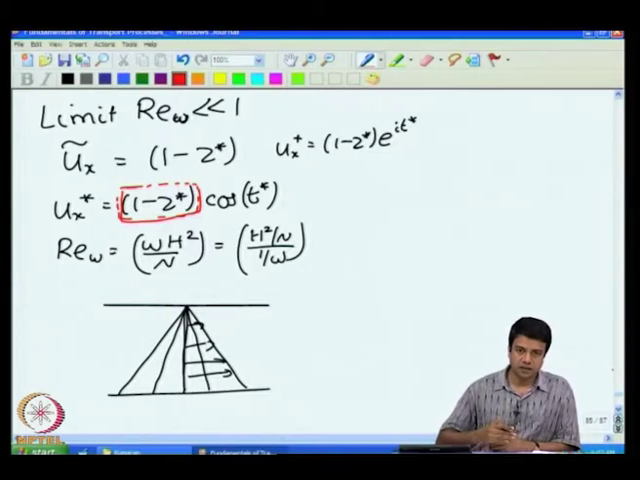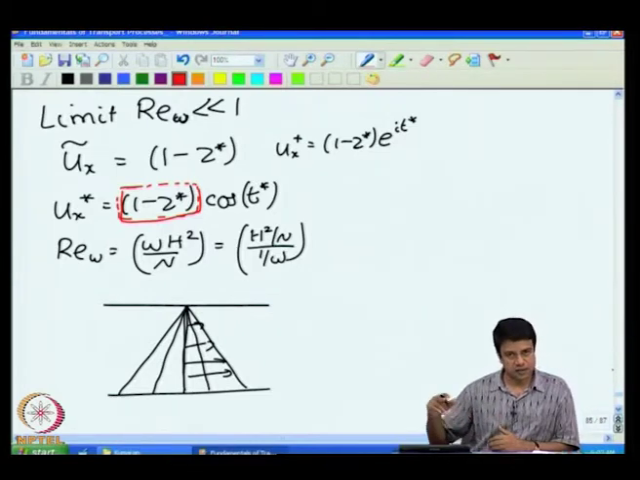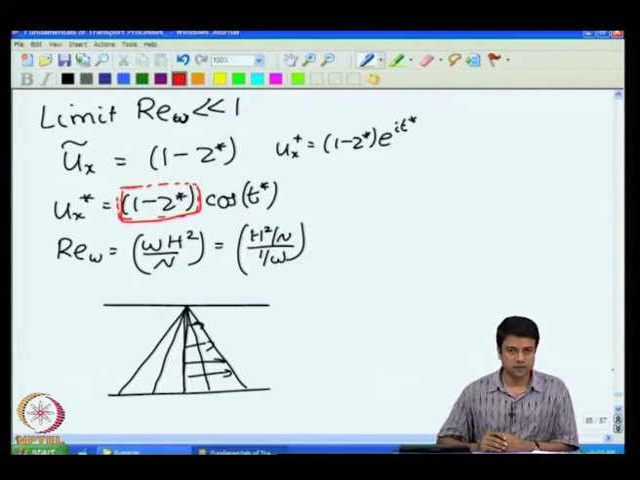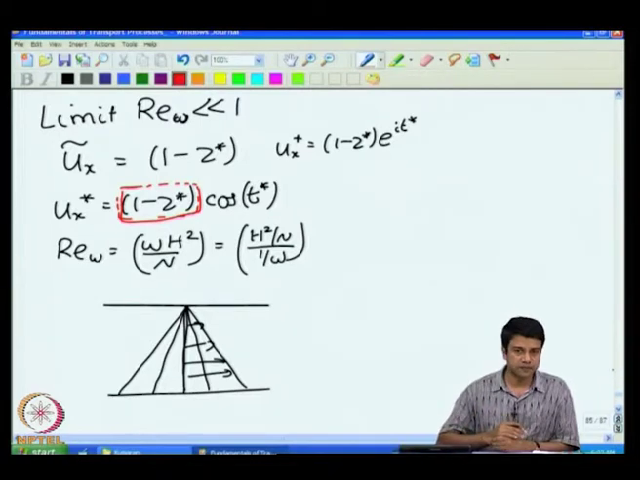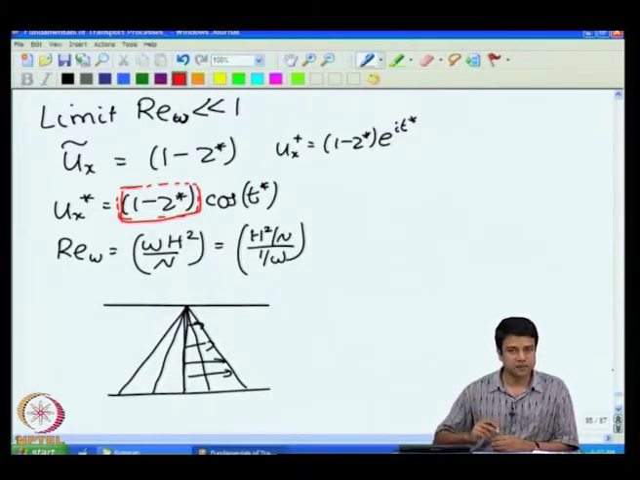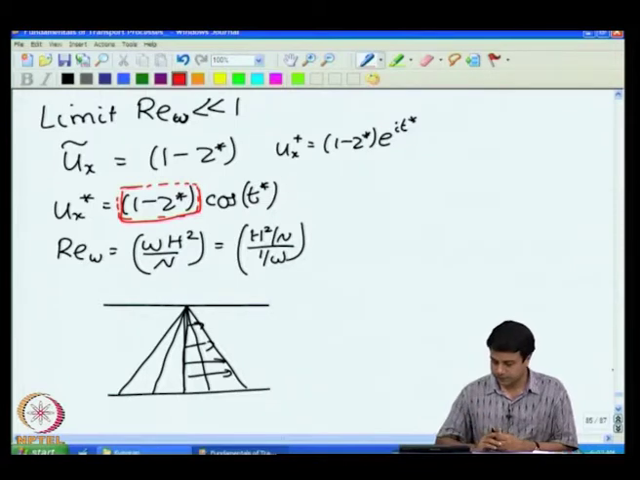And because of that, at every point in the oscillatory cycle, the momentum field equilibrates to the steady value it would have had for that particular bottom velocity. So, in the case of Re omega small compared to 1, we recover the linear velocity profile, except that the velocity at the bottom surface of that linear velocity profile is the instantaneous velocity of the bottom plate.